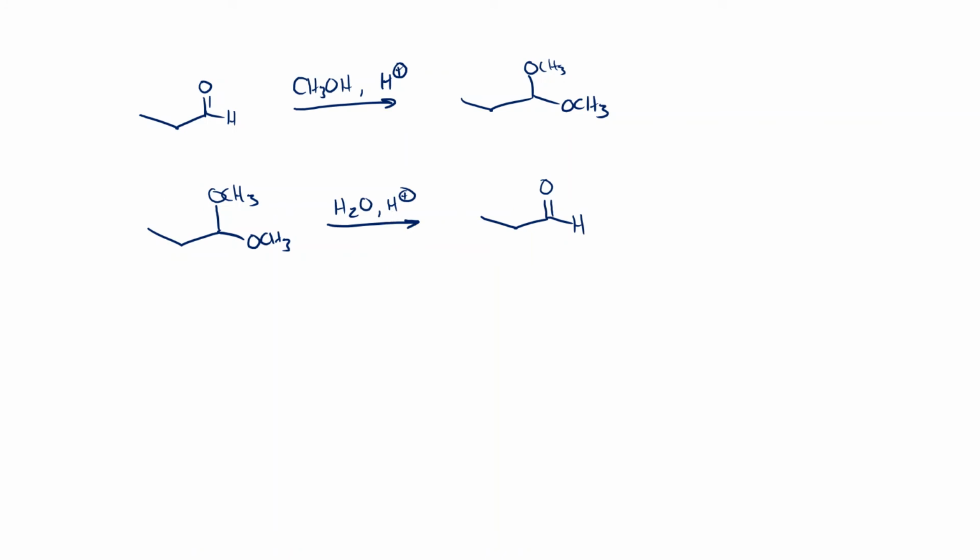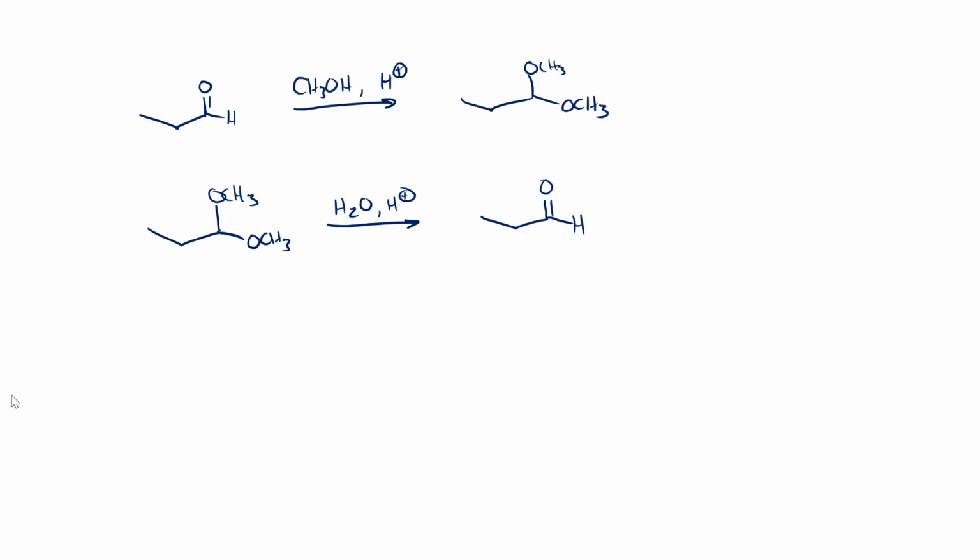So this is kind of cool, although it's also kind of annoying, because what I've done is I've given you two mechanisms at once and just said the only difference between these mechanisms is which nucleophile is present, right? So if we run the reaction in methanol, it's going to favor the addition of methanol, so it's going to go from aldehyde to acetal. If we run the reaction in water, it's going to go from acetal to aldehyde.